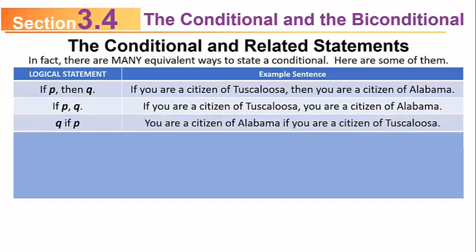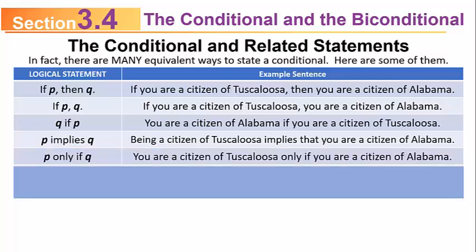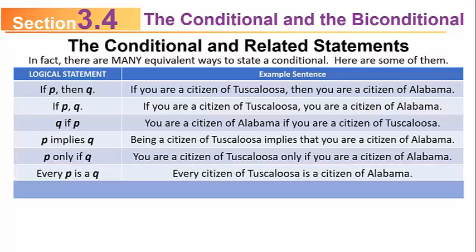Another form, Q if P. We talked about that earlier. You are a citizen of Alabama if you are a citizen of Tuscaloosa. That's equivalent to the original conditional. P implies Q. Being a citizen of Tuscaloosa implies that you are a citizen of Alabama. Again, that's equivalent to the original conditional statement. P only if Q. You are a citizen of Tuscaloosa only if you are a citizen of Alabama. Again, logically equivalent to the original.